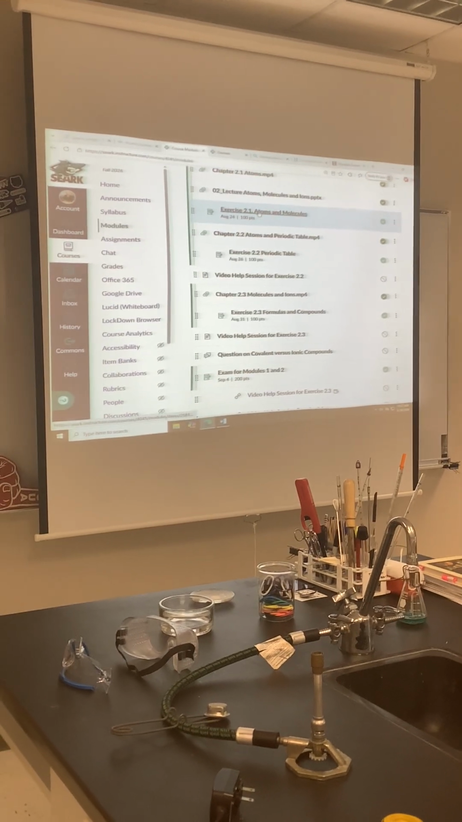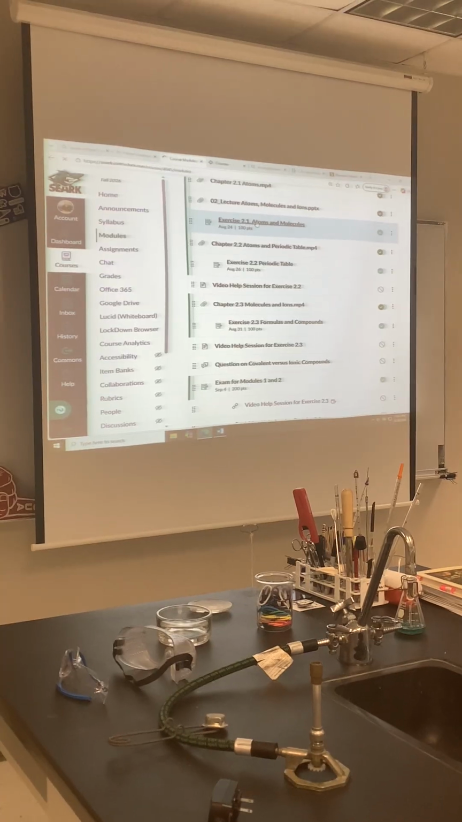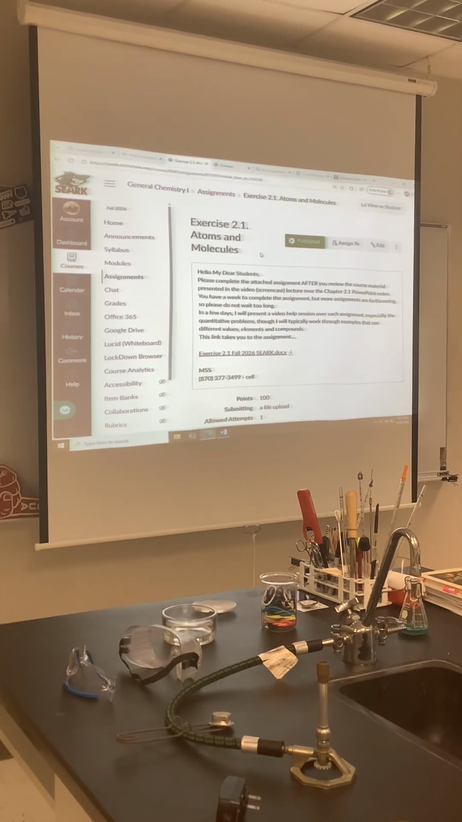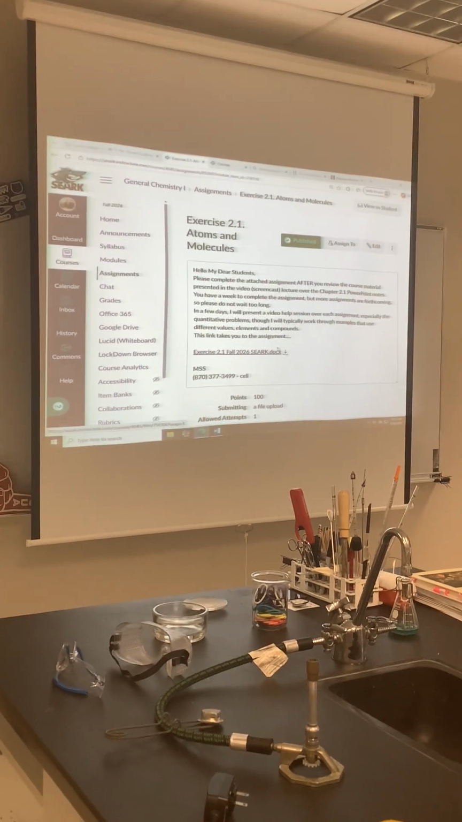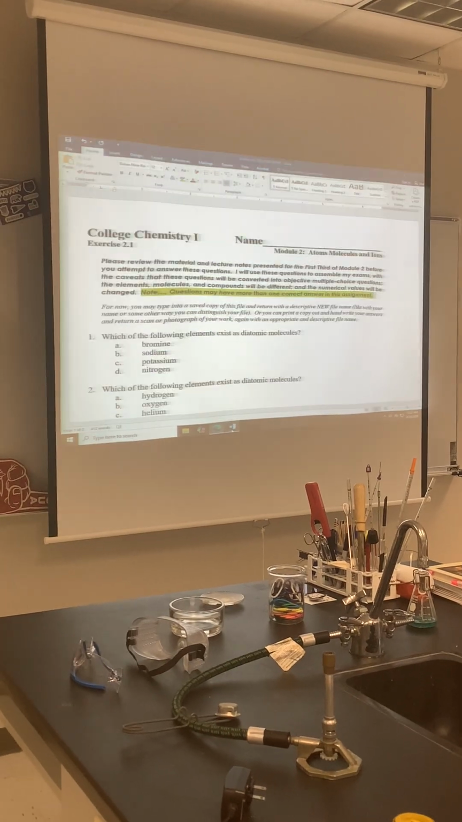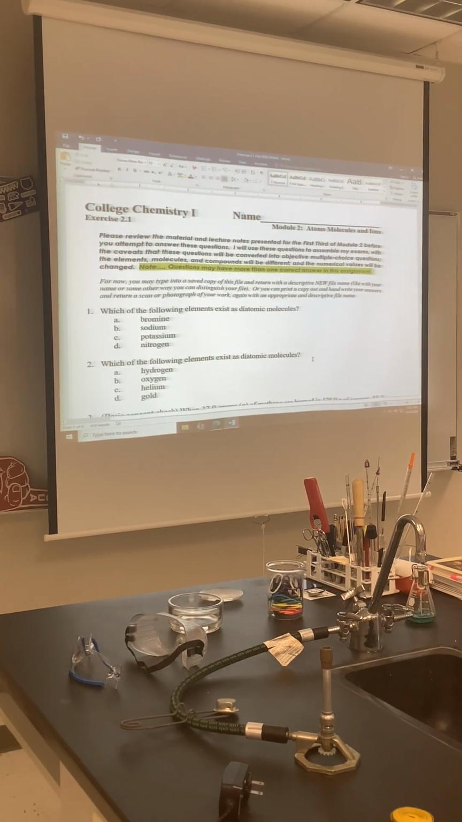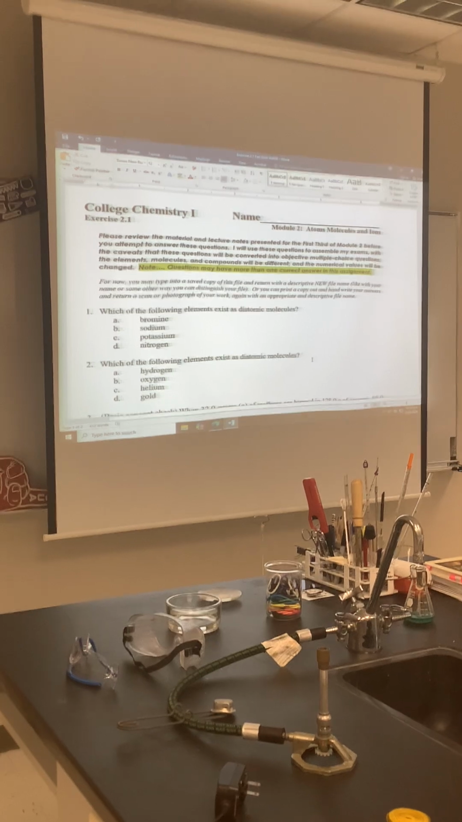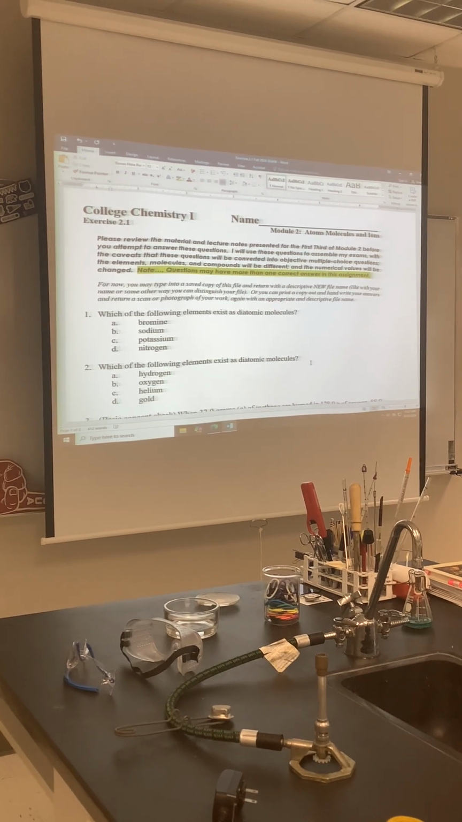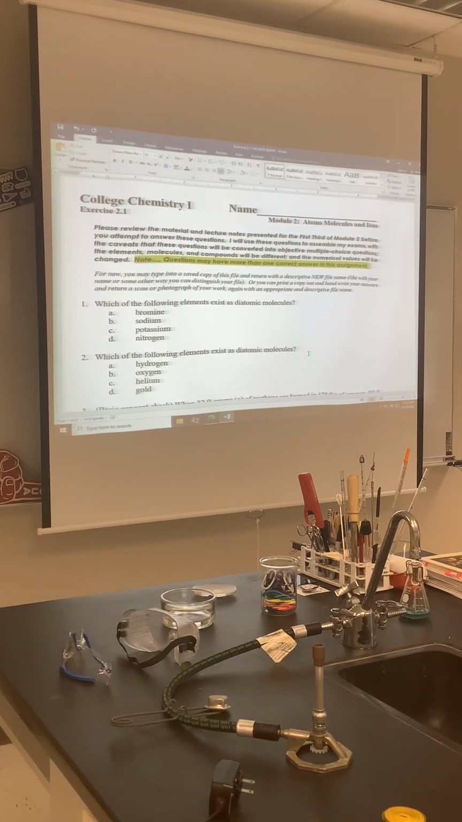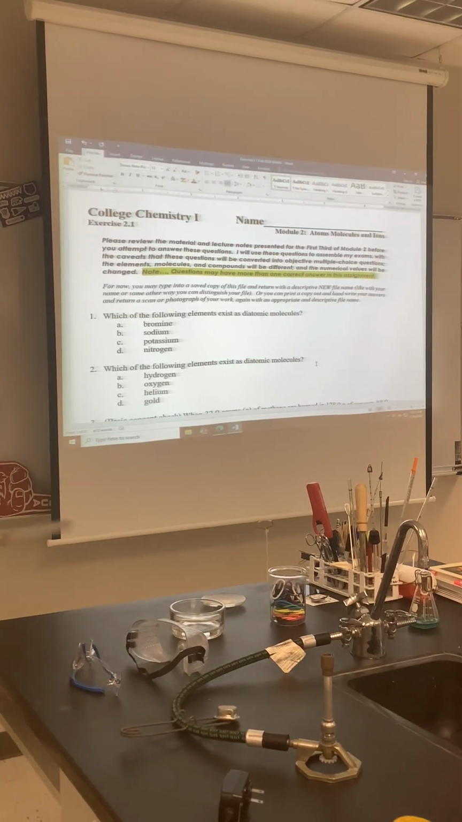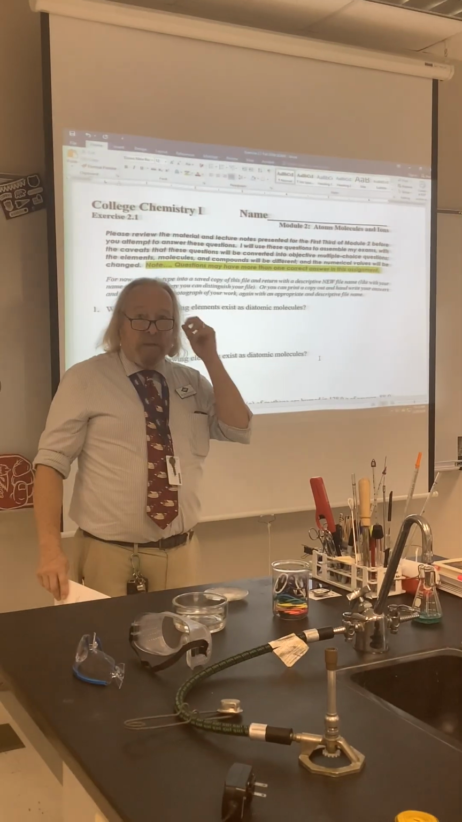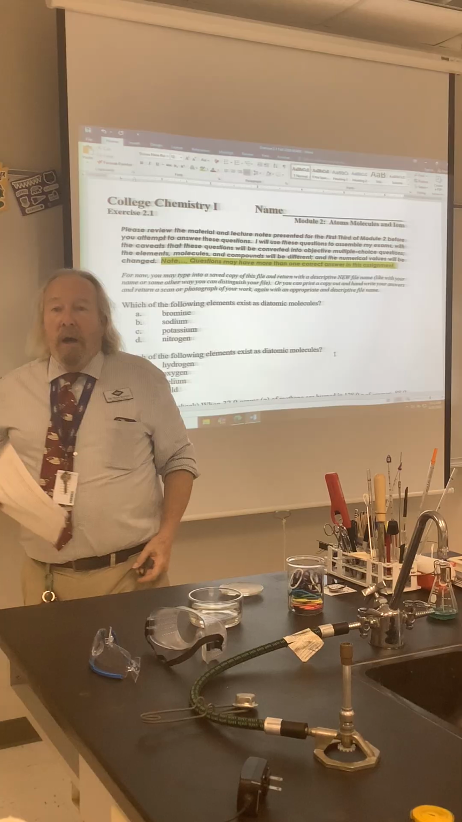But on this first exercise, exercise 2.1, when you download it, you see something that looks like this, okay? There are several questions here. Which of the following elements exist as diatomic molecules? And I give you a list of elements, and there are a number of them.